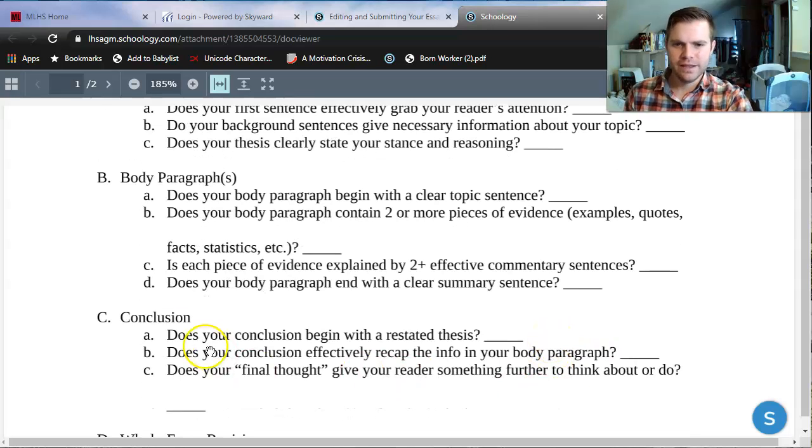Summary sentence or two. Then lastly, does your final thought give your reader something further to think about or do? For this essay, you're probably going to be giving your reader something further to think about. It could be a powerful statement about yourself. It could be flipping the question onto them in a way that's creative. That one's really up to you.